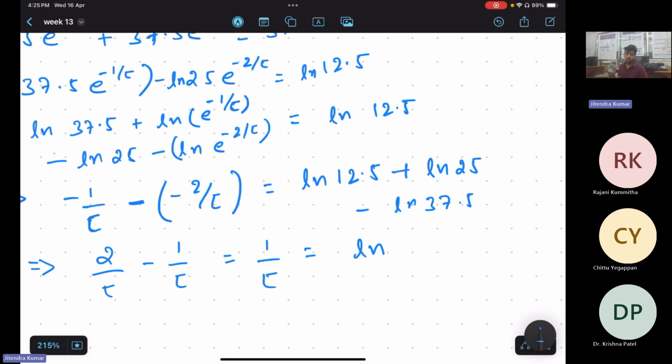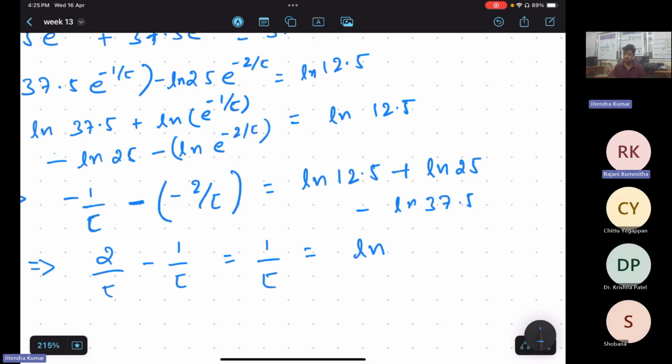You could calculate that on your calculator, or you could apply the multiplication factor, ln of 12.5 times 25 divided by 37.5. So let me solve it: ln 12.5 plus ln 25 minus ln 37.5 is coming out to be 2.12. I hope you are also getting the same, 2.12.